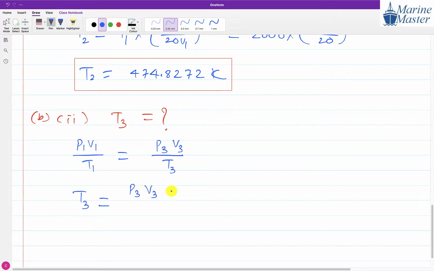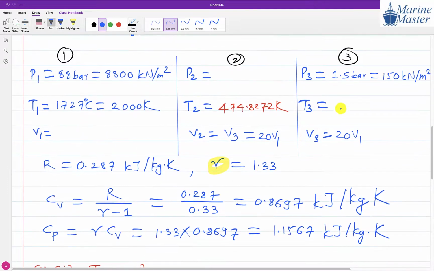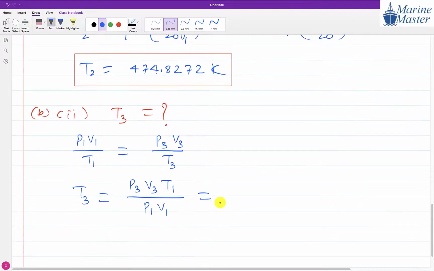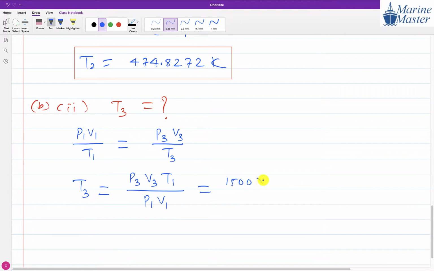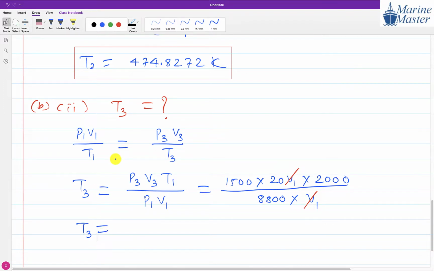So T3 will be P3 V3 T1 divided by P1 V1. P3 is 150, V3 is 20 times V1, T1 is 2000, and P1 is 800. V1 is unknown, so this V1 and that V1 cancel out. In this way we will get the temperature at point 3. Please do the calculation and get the value.